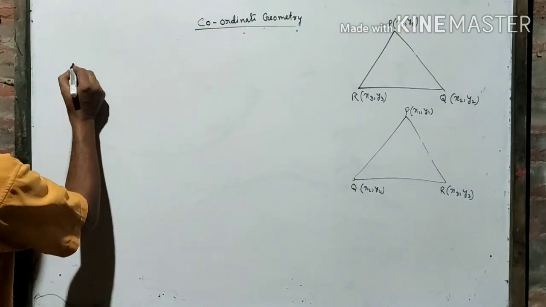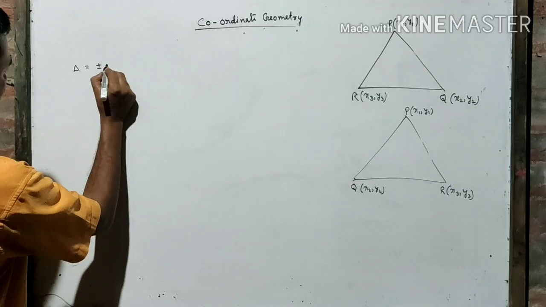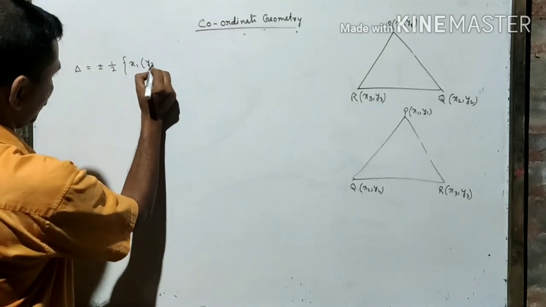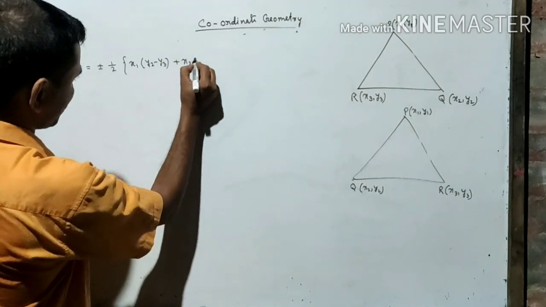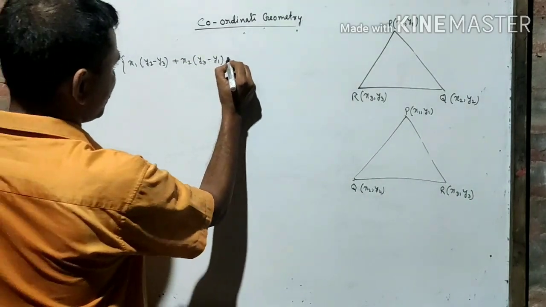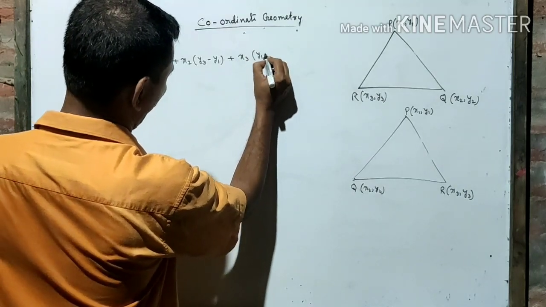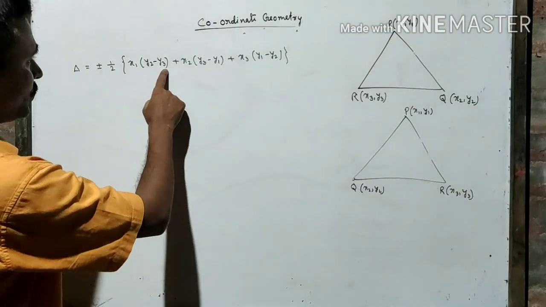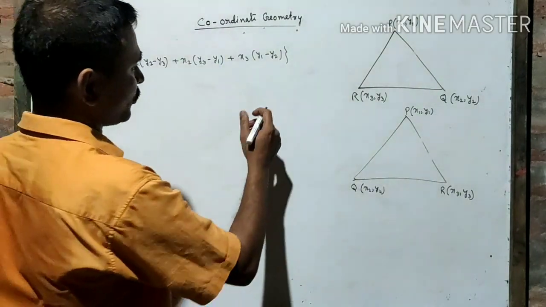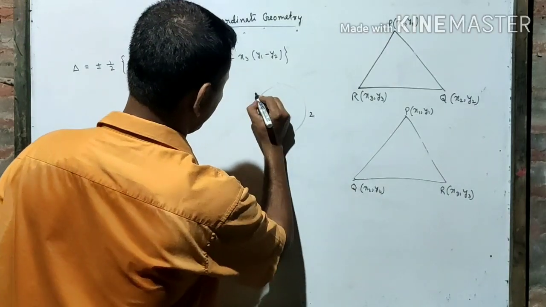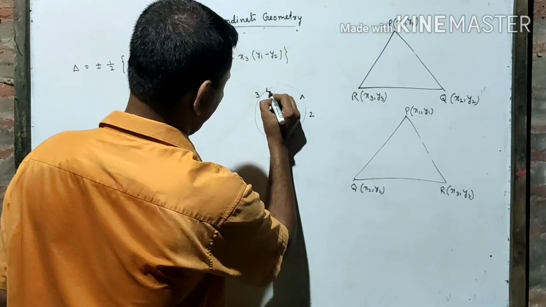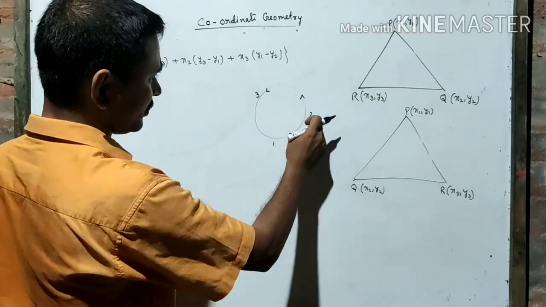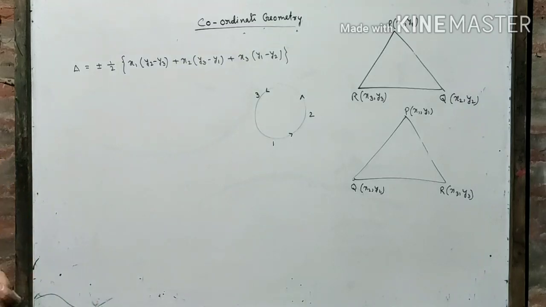Then what is the area? Area is given by delta equal to plus minus half of x1 into (y2 minus y3) plus x2 into (y3 minus y1) plus x3 into (y1 minus y2). So this is nothing but a cyclic orientation of 1, 2, 3. You see 1, 2, 3; 2, 3, 1; 3, 1, 2. Okay, a cyclic orientation of 1, 2, 3. First one is 1, 2, 3. Second one is 2, 3, 1. Third one is 3, 1, 2. Okay. x is outside and y is inside the bracket.